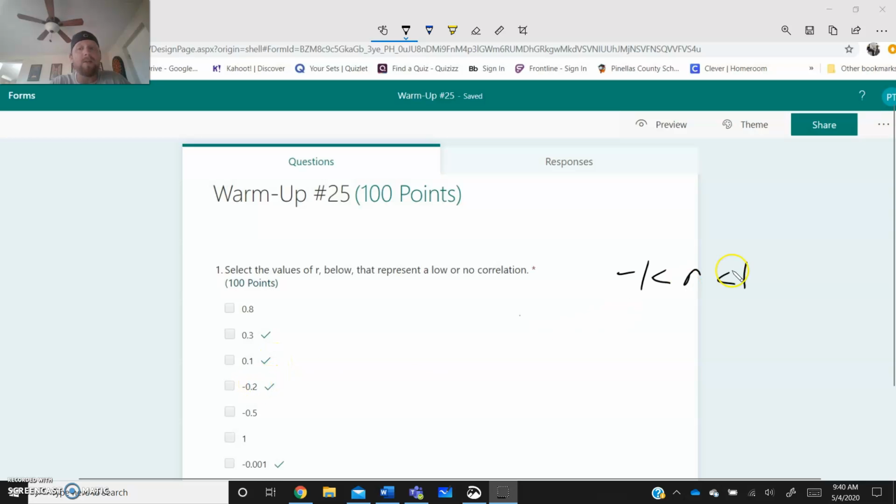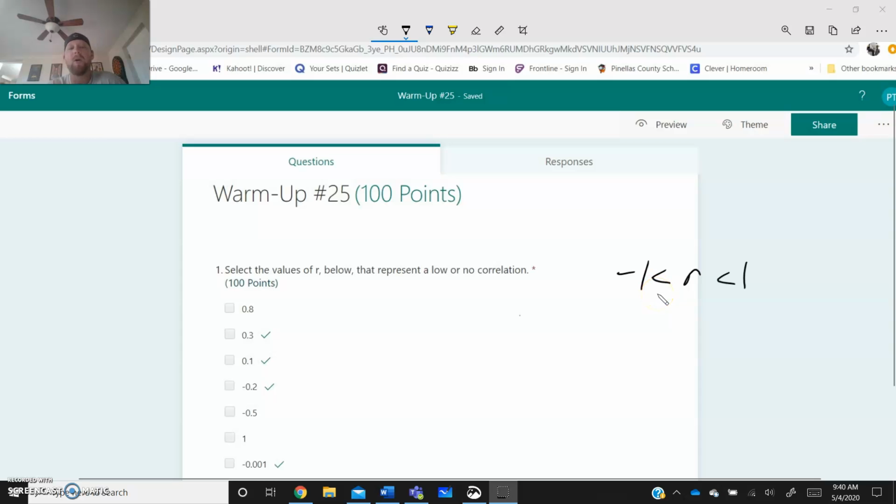Negative 0.2, it's getting closer to -1, but it's still closer to 0. So we're trying to find numbers that are close to 0. That would mean it would have low or no correlation to what is taking place. Looking at the next one, -1/2 or -0.5, that's going to be right in the middle. So that is not a low or no correlation, okay? Because it is right in the middle.